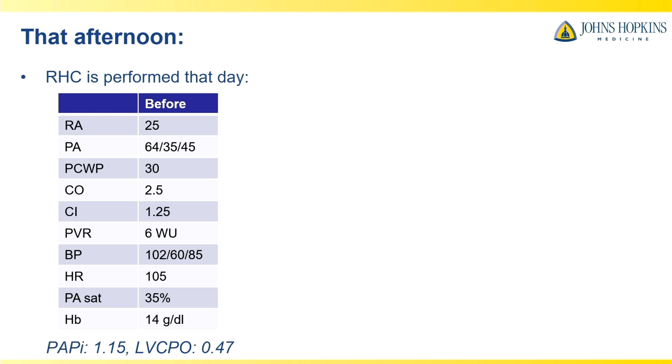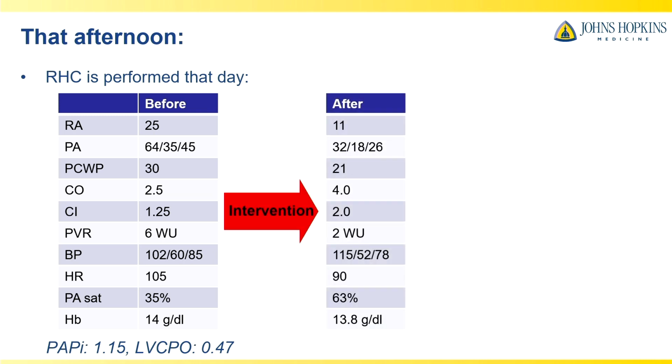And then more advanced calculations down below. Her PAPI is about 1.1. Her cardiac power output is 0.47. And so an intervention was done, and you can see her numbers afterwards.